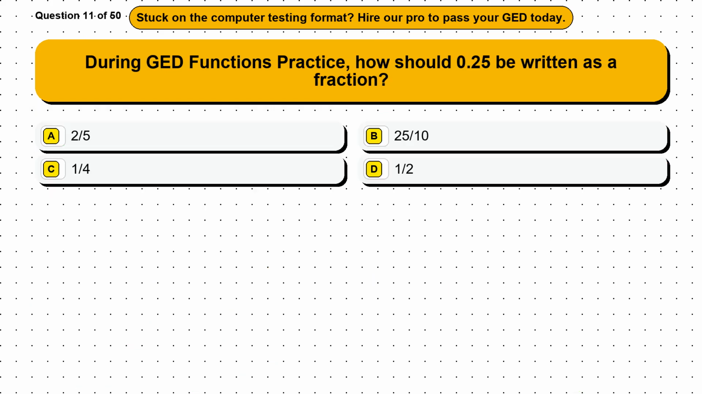Question 11. During GED functions practice, how should 0.25 be written as a fraction? Option A 2/5. Option B 25/10. Option C 1/4. Option D 1/2.